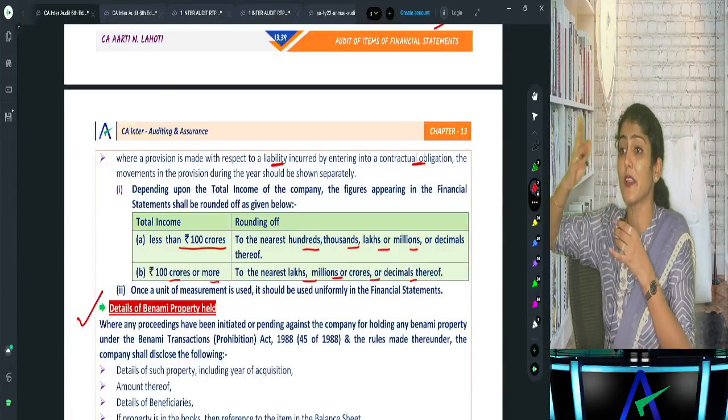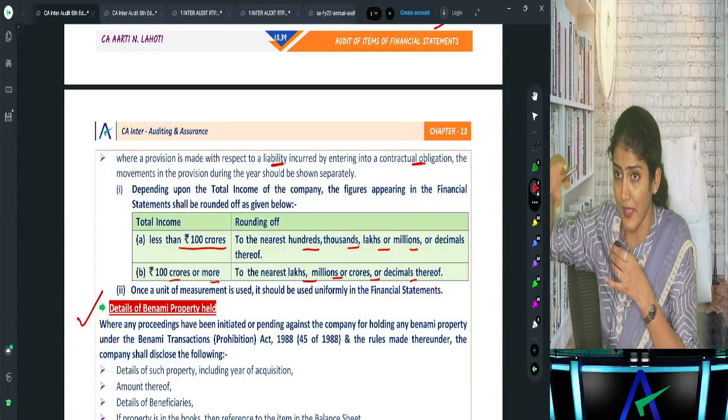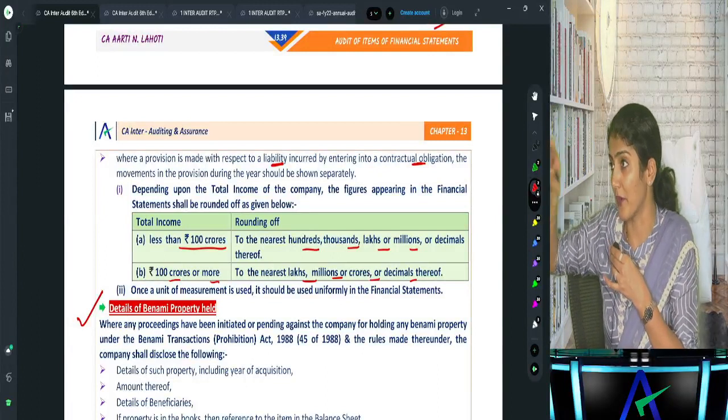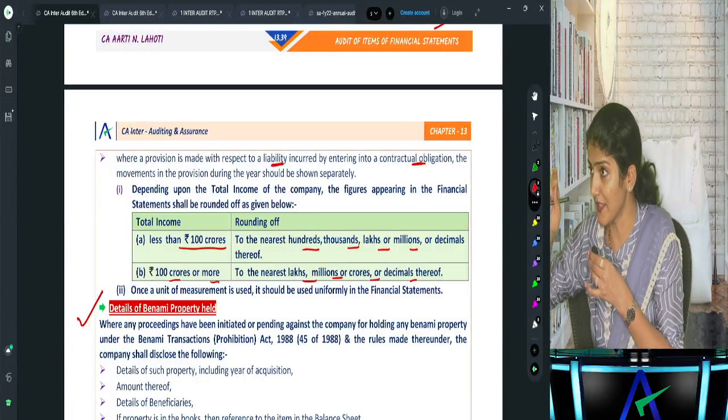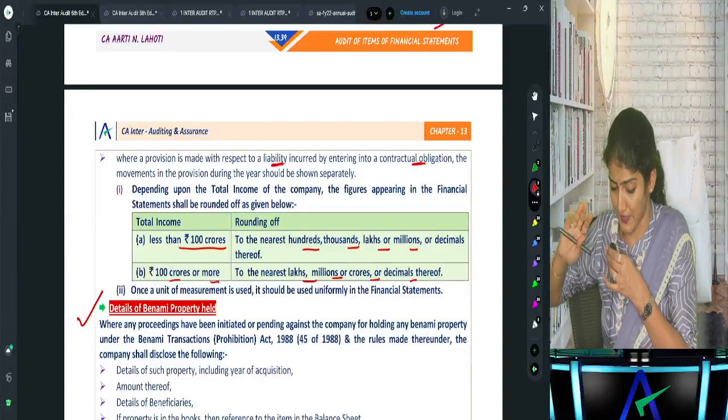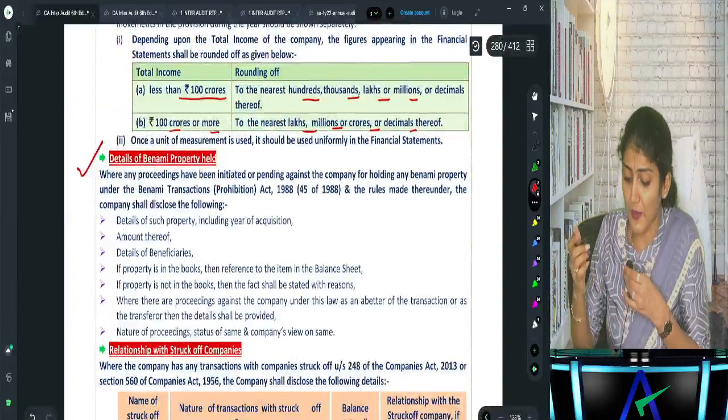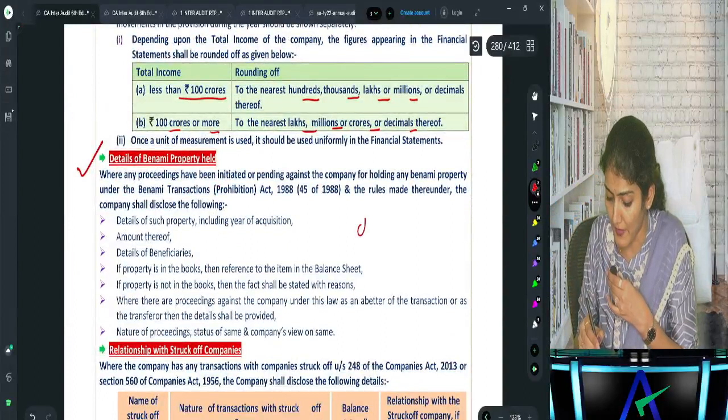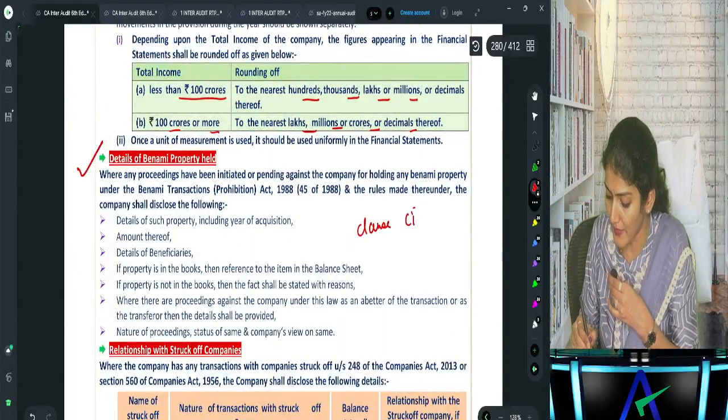And if revenue is more than 100 crore, then you directly start with lakh, million, crores or decimals thereof. So this is again Schedule 3. You studied in Schedule 3 how rounding off can be done. Then details of Benami property held. So Benami property held is again coming due to clause 1E of CARO.